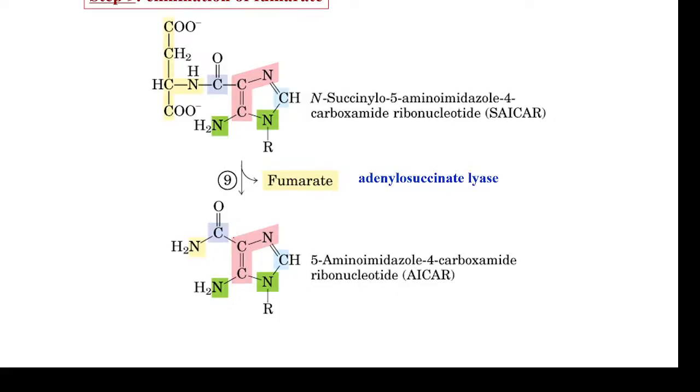Okay, so the next step is removal of the fumarate molecule. So that has come along with aspartate. Okay, so that it can leave only the nitrogen group, N1 group, amino group. Okay, so fumarate is released. Okay, so this reaction is catalyzed by adenylosuccinate lyase. So it forms 5-aminoimidazole-4-carboxamide ribonucleotide, that is AICAR.